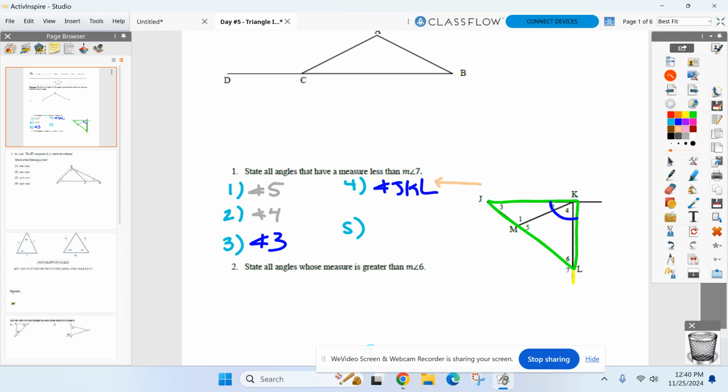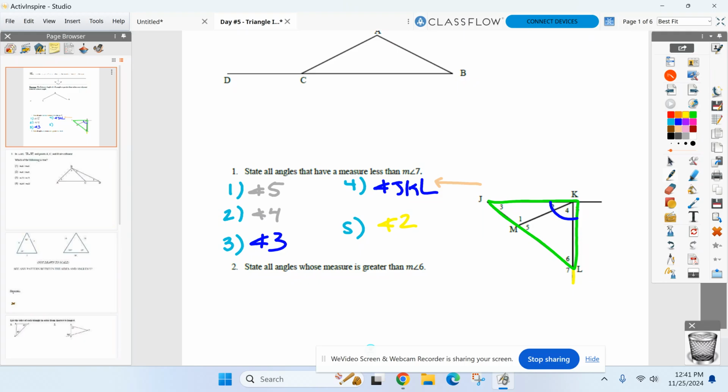JKL was less than 7, right? What makes up JKL? 2 and 4. So if JKL is less than 7, shouldn't the parts be as well? Angle 4, which we already have, and angle 2. Everyone see how that worked? It had nothing to do with being remote interior. It had everything to do with JKL being less, so are 2 and 4 that make it up.